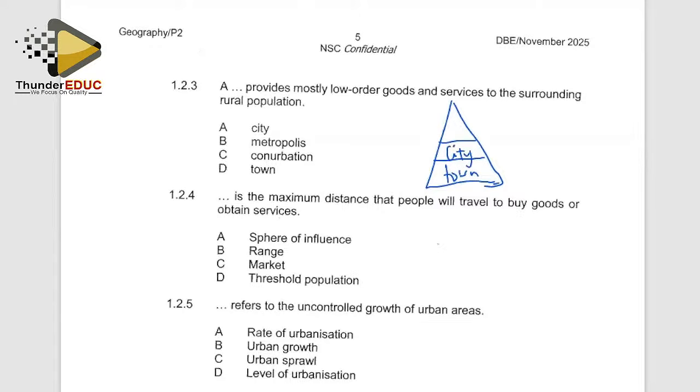It's the one responsible for the provision of low order goods, and people are willing to travel a shorter distance to get to a town to acquire basic necessities, which are low order goods. So it's a town.